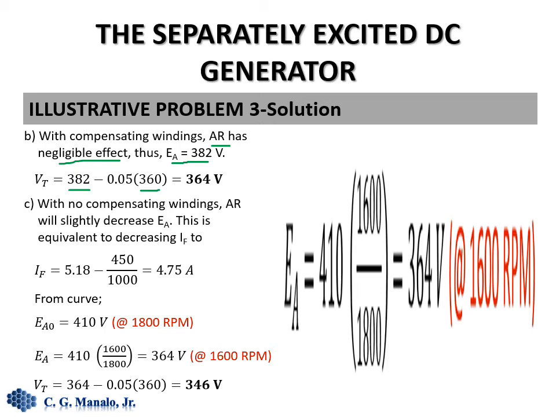So we got here 364 volts. So the terminal voltage is getting lower. Earlier we had 382 volts, and then we put a load of 360 amperes. Now it's down to 364 volts.